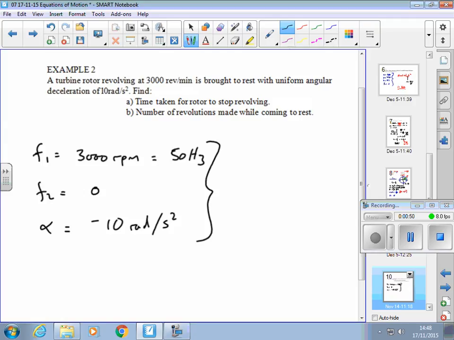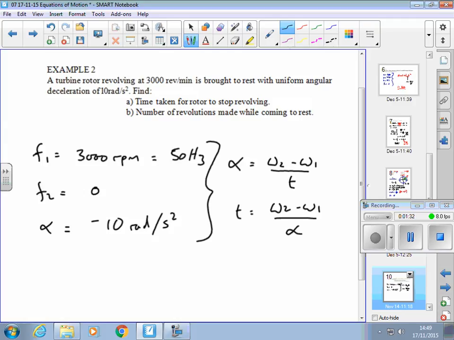Which formula is going to be useful for part A? So we want the time for the rotor to stop revolving. What formula did he use? Which is? Omega 2, yeah. Right. Rearrange for time. So what does time equal? Over alpha. Yeah.